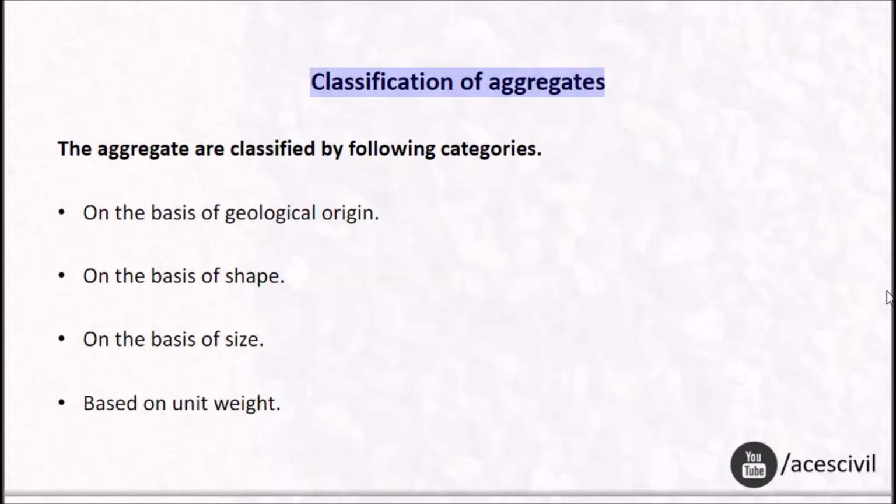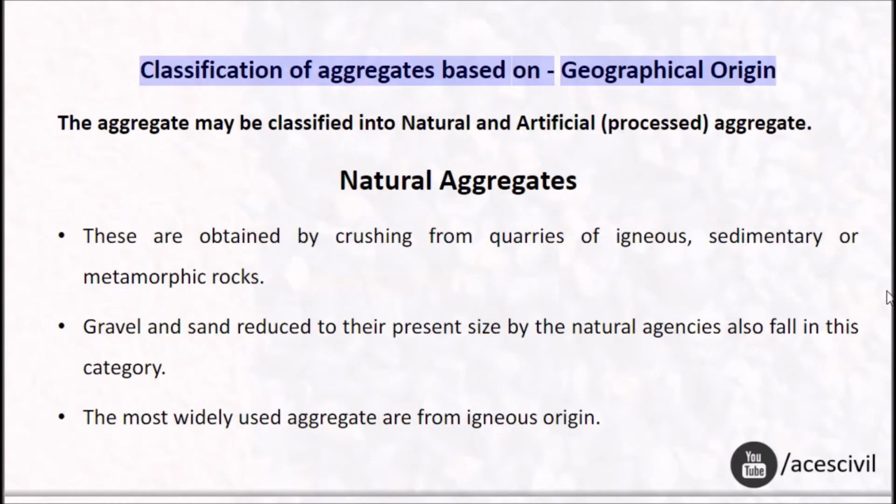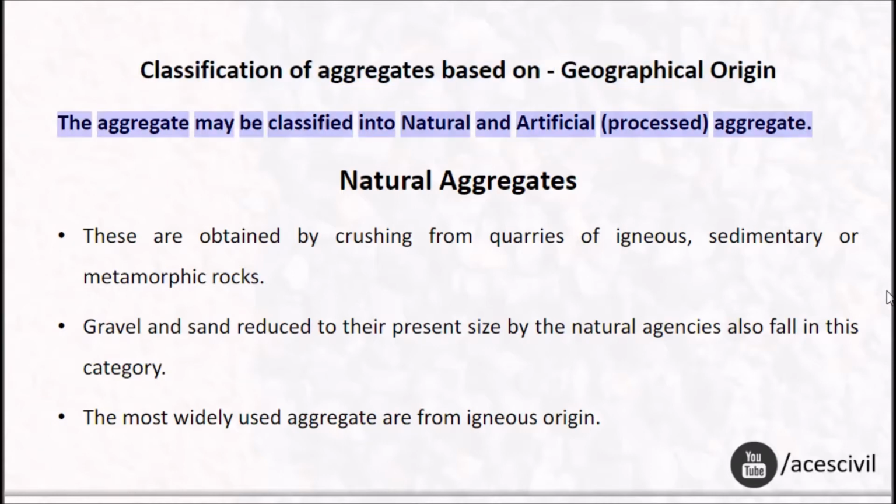Classification of aggregates. The aggregates are classified by the following categories: on the basis of geological origin, on the basis of shape, on the basis of size, and based on unit weight. Classification of aggregates based on geological origin. The aggregate may be classified into natural and artificial, processed aggregate.